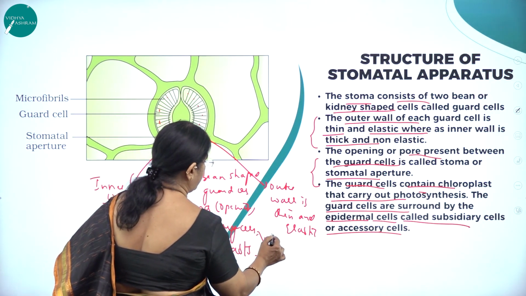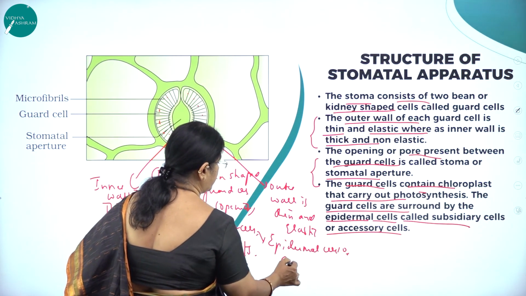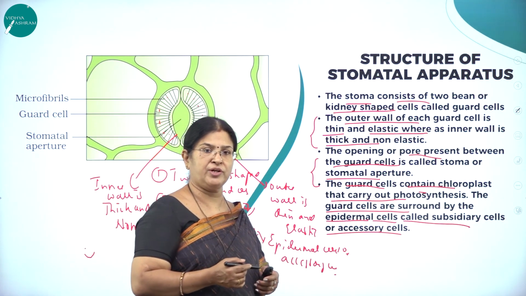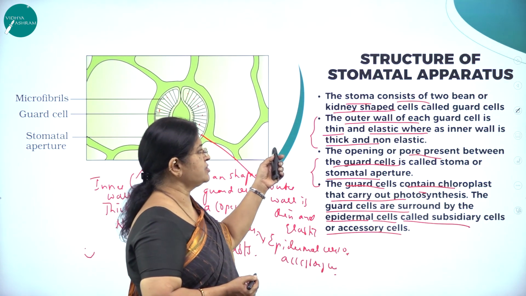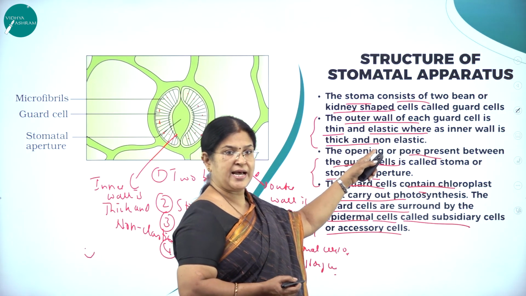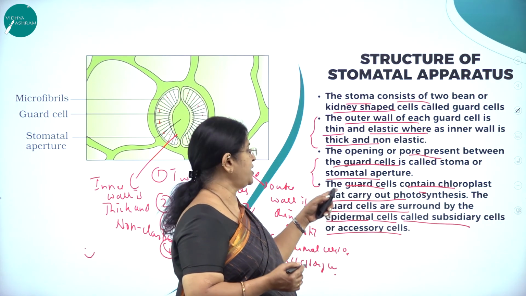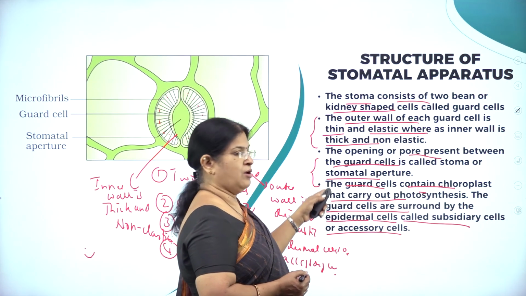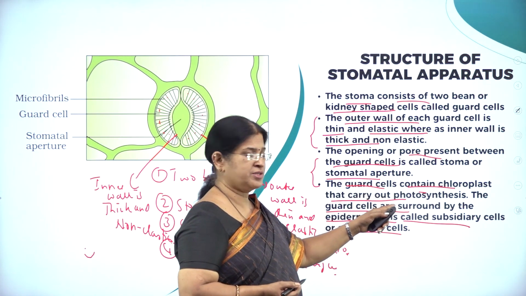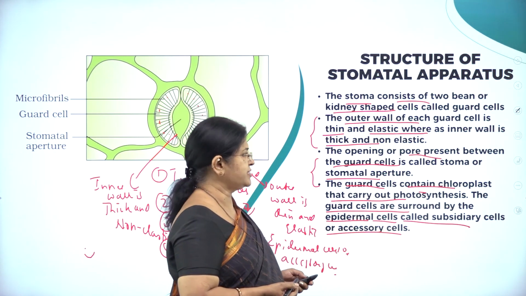You can also use the word epidermal cells, or you can also use the word accessory cells. So what are the parts found in the stomatal apparatus? The stoma consists of two bean-shaped or kidney-shaped cells called guard cells. The outer wall of each guard cell is thin and elastic, whereas the inner wall is thick and non-elastic. The opening or pore between the guard cells is called stoma or stomatal aperture. The guard cells contain chloroplasts that carry out photosynthesis. The guard cells are surrounded by epidermal cells called subsidiary cells or accessory cells.